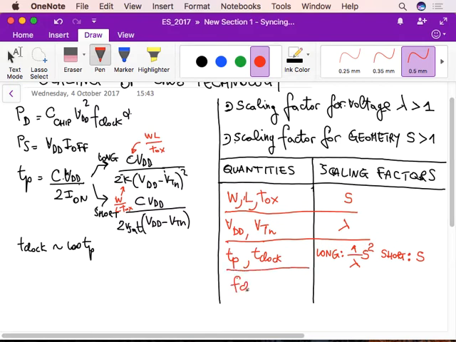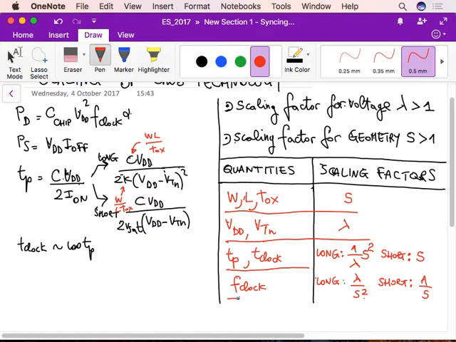So F clock, which is an important parameter because computational performances are proportional to F clock, says us that for long transistors this goes as lambda over S squared, and for short transistors it goes like 1 over S. Okay.